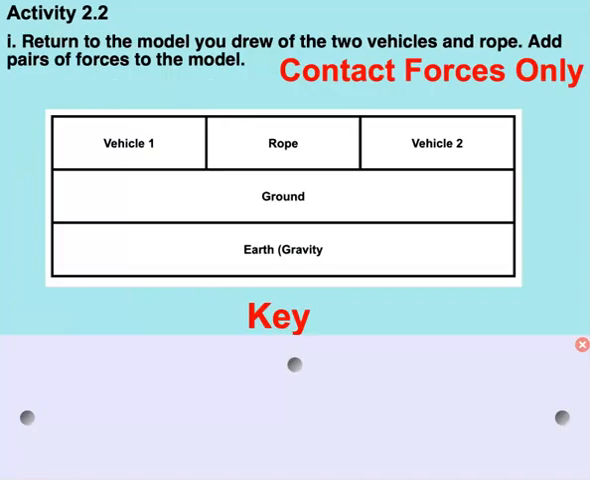All right, so now here we go. I. Return to the model you drew of the two vehicles in a row. Add pairs of forces to the model. So this is what I would say. If you go back up to your original model and your model was correct like this, just go ahead and draw it up there. If your model was not correct, go ahead, quickly draw this in. Sketch it in on your paper.